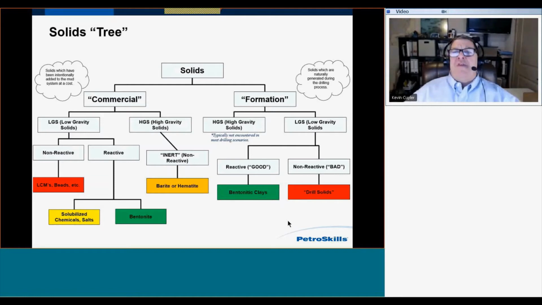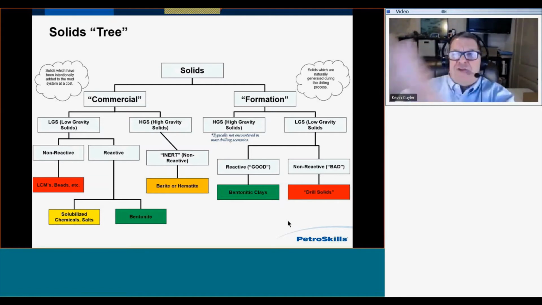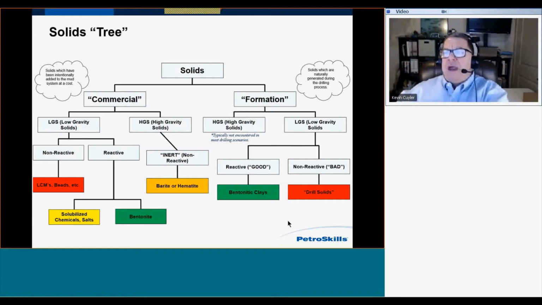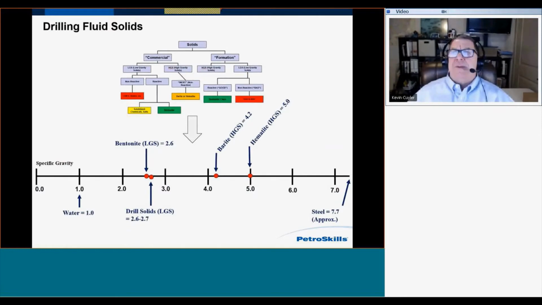So that's kind of how we want to look at it from a tree of commercial and formation solids, both low-gravity solids and high-gravity solids, reactive and non-reactive. And so we'll come back to this chart and talk about it a little bit more here in a bit. But when we talk about these, we also want to mention what their specific gravities are, because they play a critical role in our fluid system.